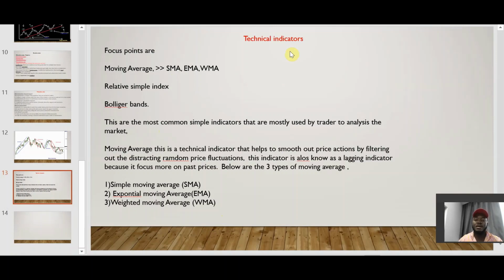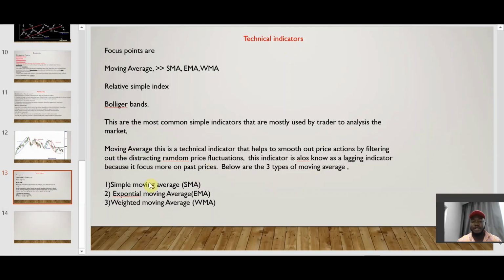The focus points are moving averages: the SMAs, the WMAs, the relative strength index (RSI), Bollinger Bands, and all that. I'm going to show you some things you need to know on moving averages and how they react to price action. A moving average is a technical indicator that helps to smooth out price action by filtering out the distracting random price fluctuation. It is also known as a lagging indicator because it focuses more on past price.